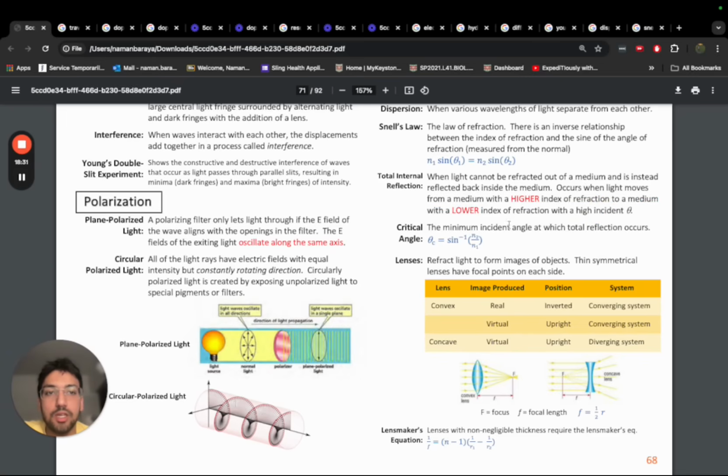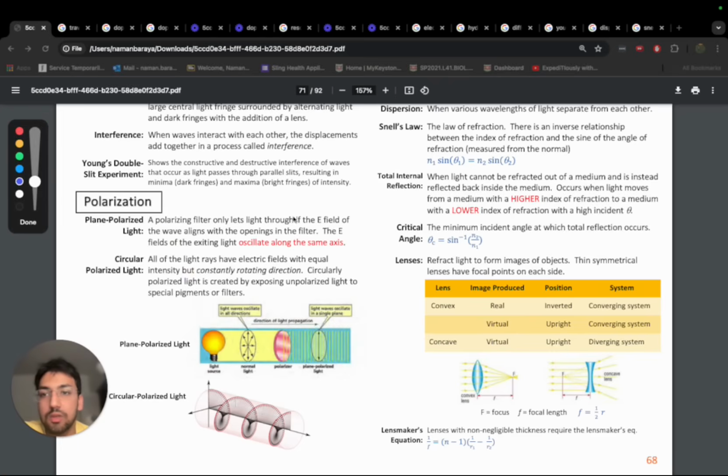So what is a high incident theta? Well, it's when theta is really large. So it would be like if this is the surface and light is hitting at a very steep angle, like this way, right? In that case, there might be total internal reflection where it just pops right out. It's not even going to go through.